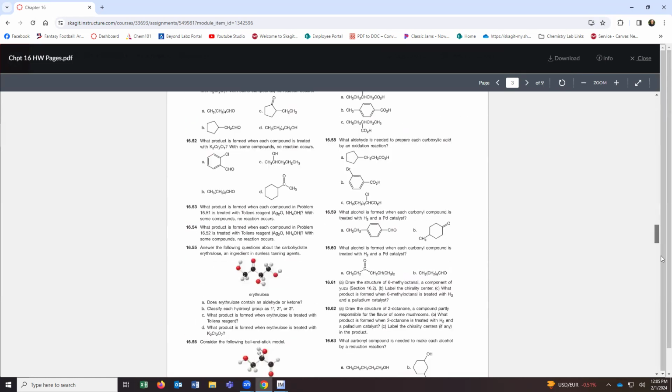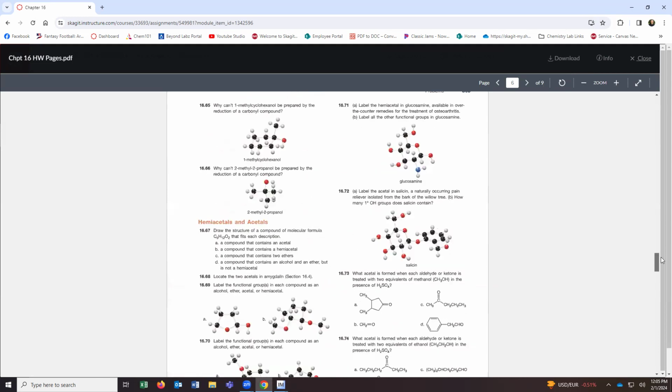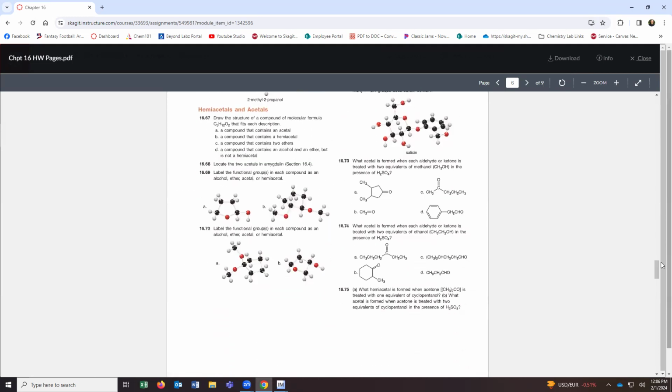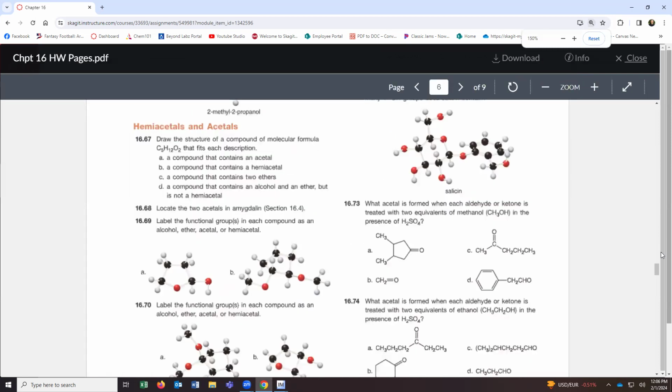All right, and which number was that? 73. Okay. It was pretty much all of them, because as soon as I saw the acetals, I was like, shoot. Okay. So we'll make it a little bigger so it's easier to see. What acetal is formed when each of these aldehydes or ketones is treated with two equivalents, so in other words, two of these methanols for every one of those aldehydes or ketones, in the presence of H2SO4, which is an acid.